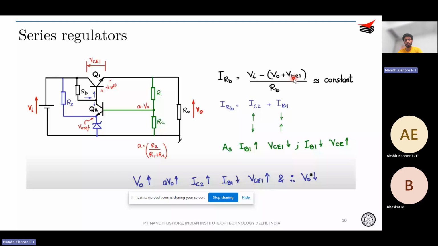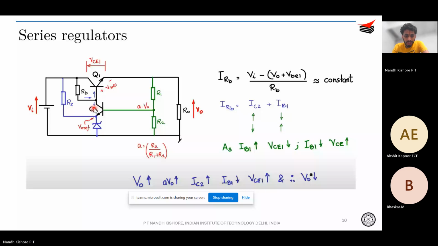Correct. And you also know that since your IRB is more or less constant, if you assume that VI, V naught, and VBE are all constants, your IRB is constant. Therefore, if IC2 increases, your IB1 decreases, and vice versa. Correct. This is your IC2. So the current entering this terminal, if IC2 increases, then IB1 decreases and vice versa, right?